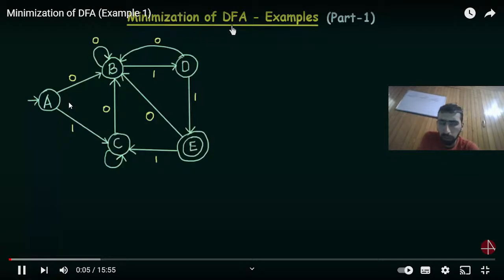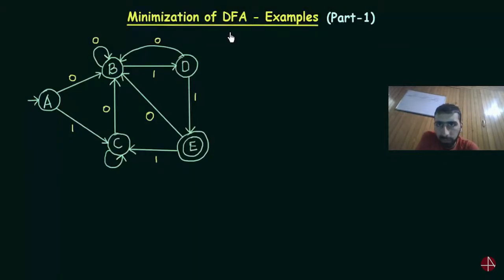Of minimization of DFA, and we also learned why minimization of DFA is required. So in this lecture, we will try to understand practically how to minimize a DFA using an example. Alright, so here we have an example DFA in which I have 5 states: A, B, C, D, E. Our task is to minimize this DFA. That is, I want to design another DFA which performs the same kind of task, but I want to use the minimum number of states possible.